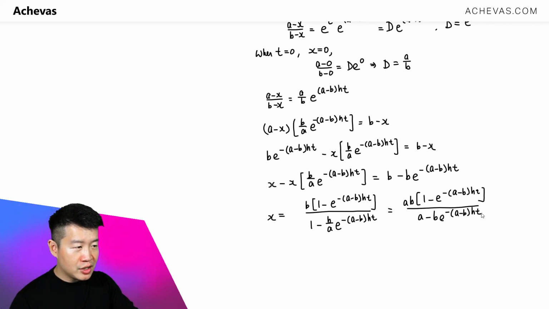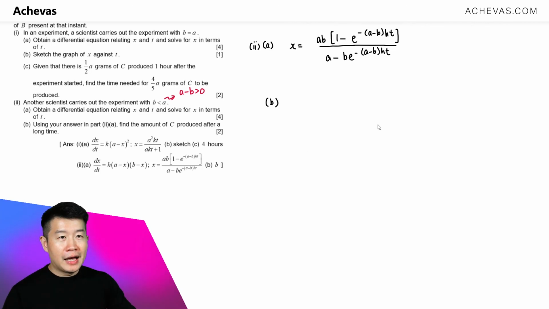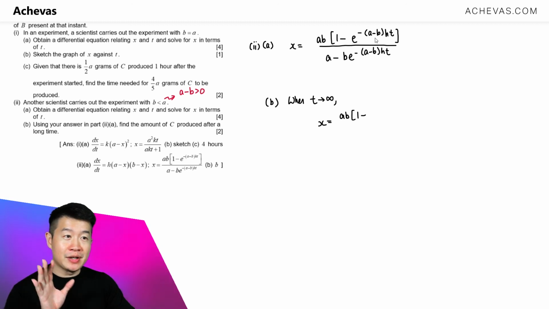And in this last part, we are going to be analyzing the amount of c, which is x, after a long time. That is when t tends to infinity. So when t tends to infinity, for x, it is going to be ab, then 1 minus this. And since a - b is bigger than 0, and h is also bigger than 0, when t goes to infinity, the power here becomes a very negative value. So e to the power of a very negative value will be 0.